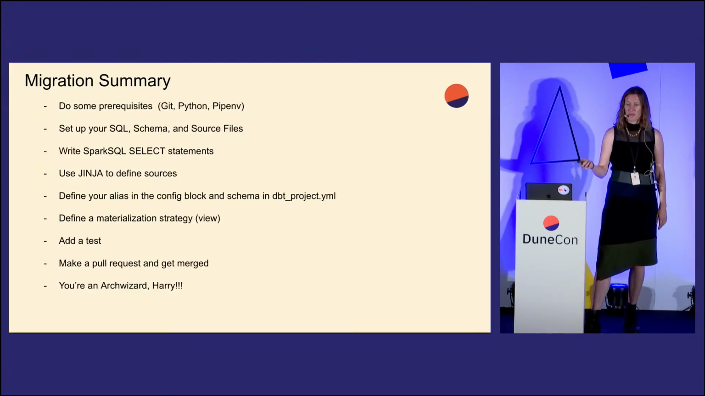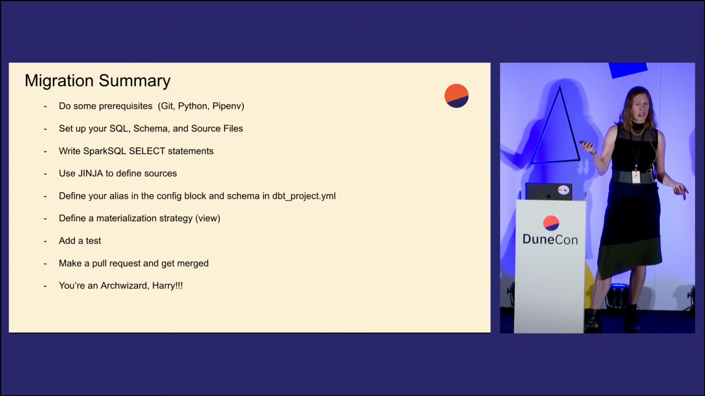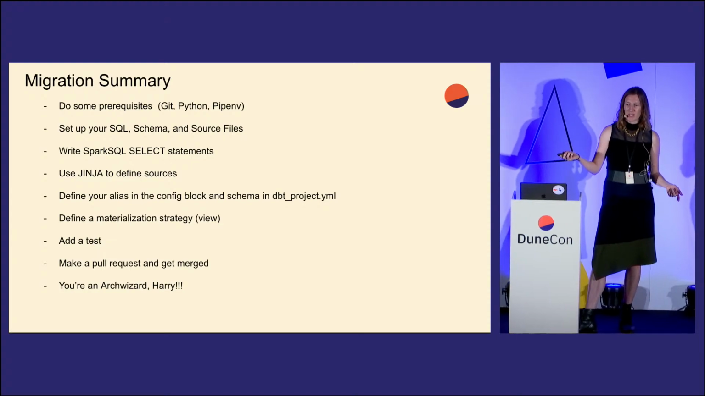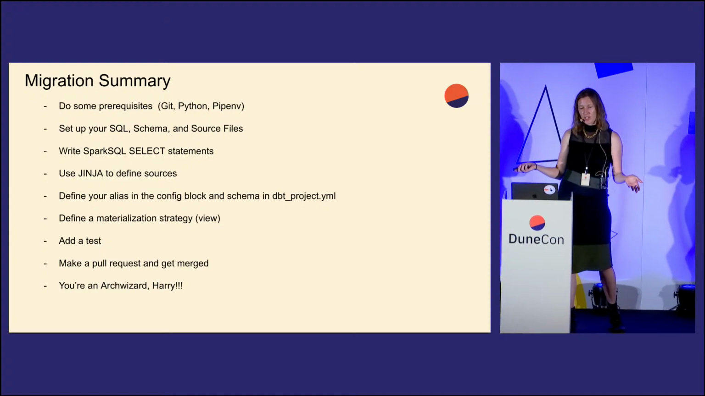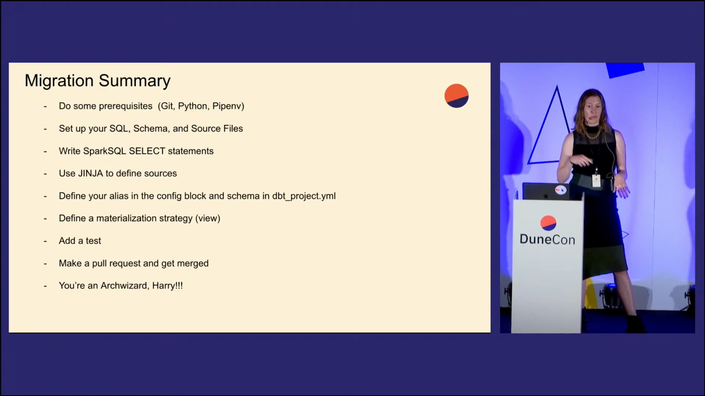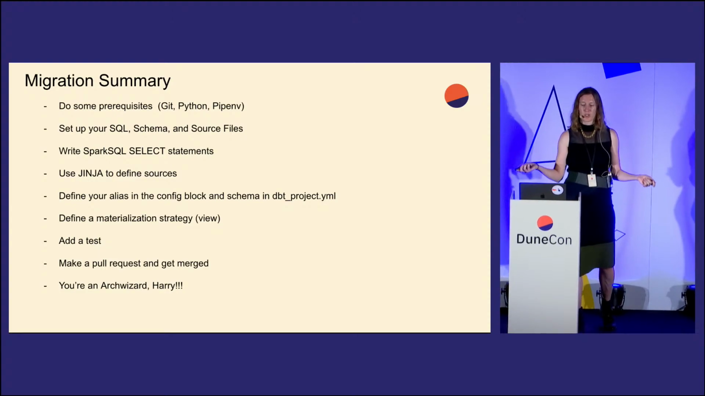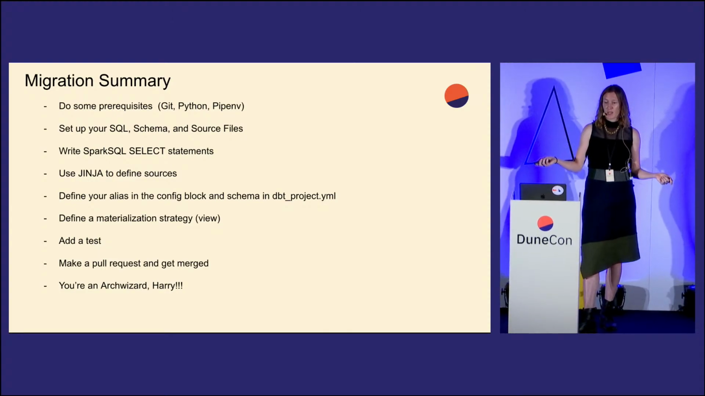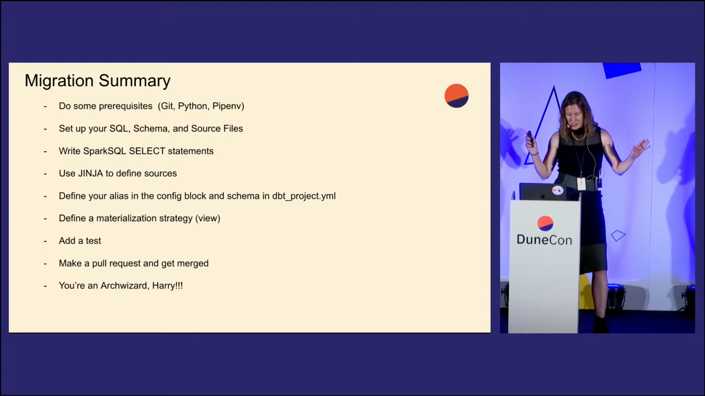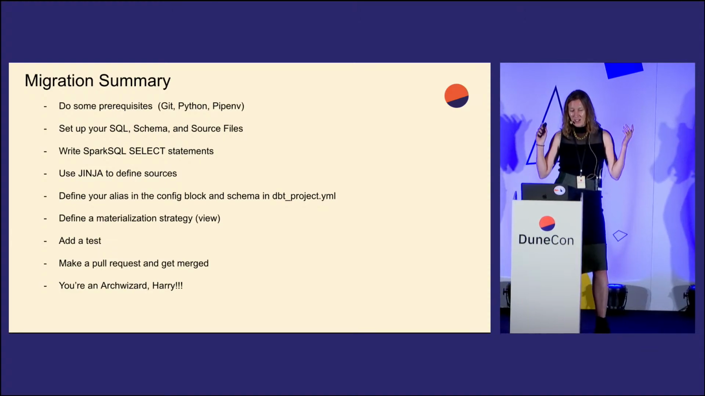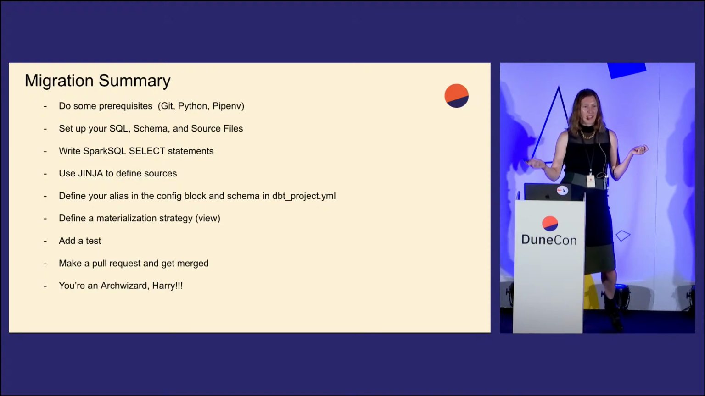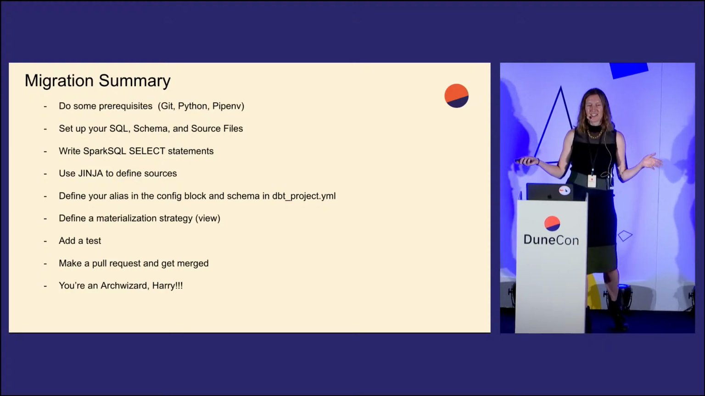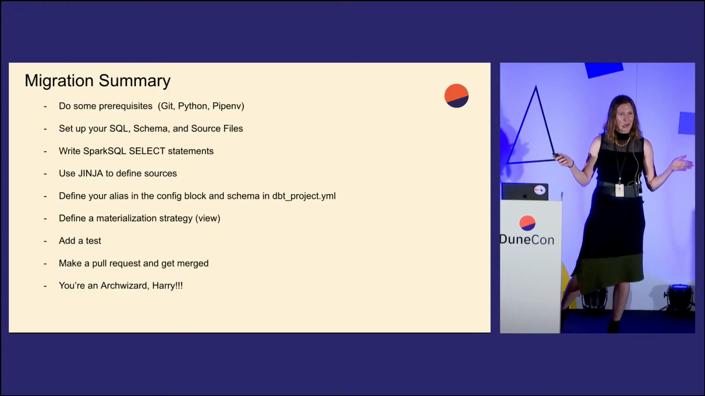Just in summary, we set up some prereqs. So we got Git and GitHub set up. We set up Python, pip install. We made our file structure with our SQL, schema and source files. We converted everything into a Spark SQL select statement. We used some Jinja blocks to define sources. We defined the name or alias of our table in a simple configuration block, our schema in the dbt project YAML. We defined a materialization, in this case a view. We didn't have to write a crazy pSQL function and cron job. We added a simple test, and we made a pull request, and one of you will be merged, and that's it. You're an arch wizard. You're the most powerful wizards on Dune.